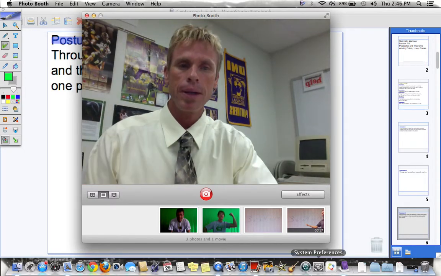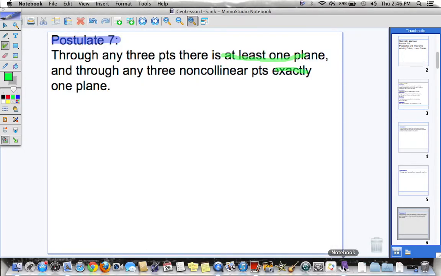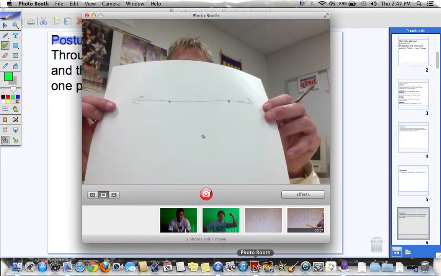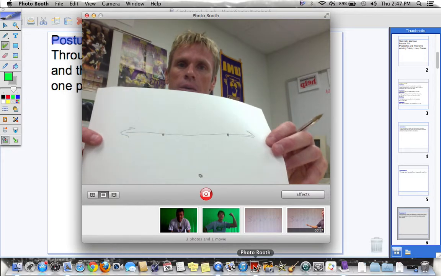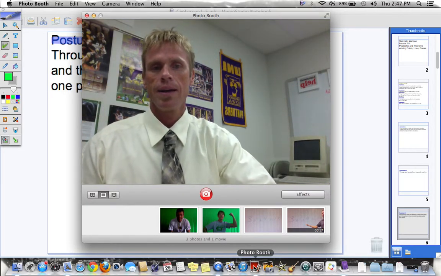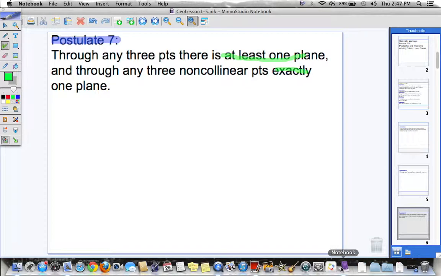So there is a big difference between through any 3 points there's at least one plane, meaning that those 3 points are on a line and you could put numerous planes through that line, and through any 3 non-collinear points, exactly one plane. Here are my 3 non-collinear points where I can only have one plane. Hopefully that clears it up a little bit, and I haven't made you more confused.